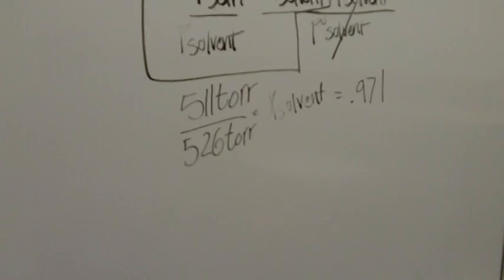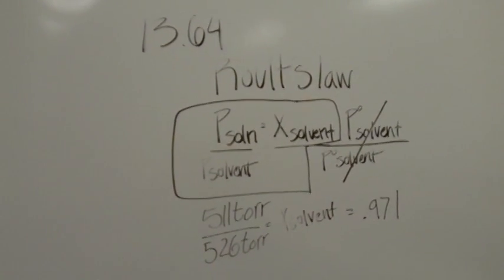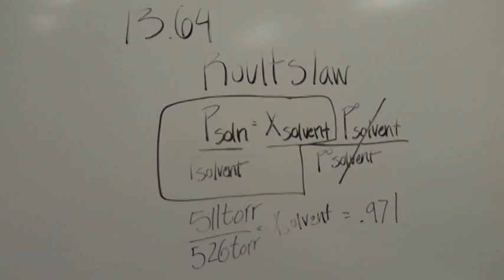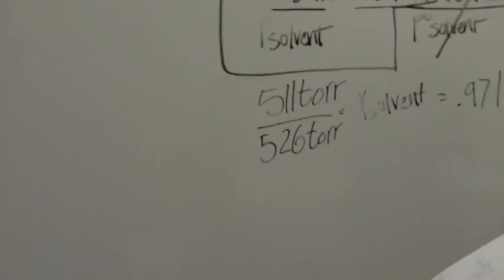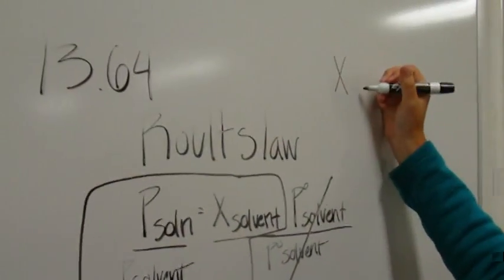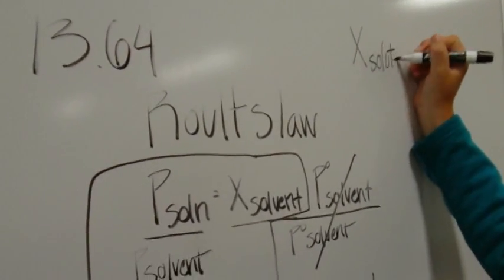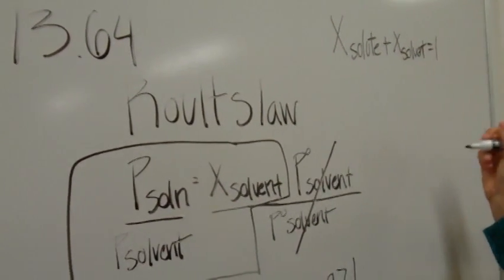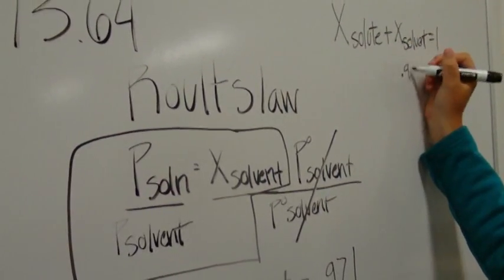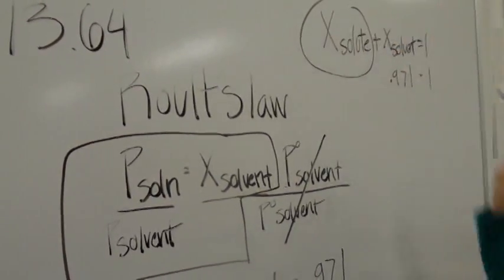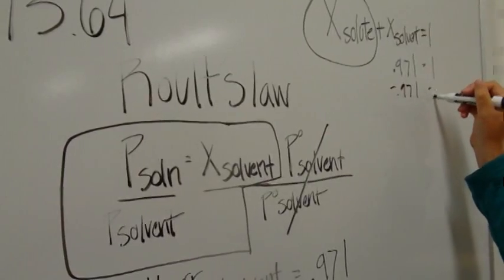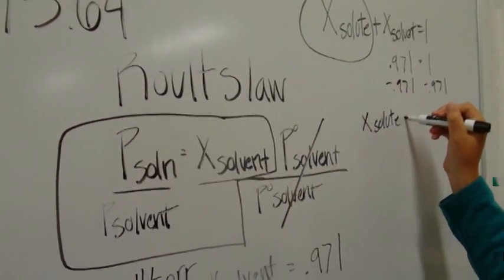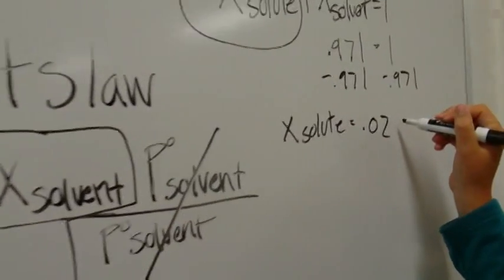For part B, it asks for the number of moles of solute in the solution. So you can think of it this way. We've got mole fraction of solute plus mole fraction of solvent equals 1. And we know that the solvent is 0.971. So subtracting 0.971 from each side gives us solute 0.028 mole.